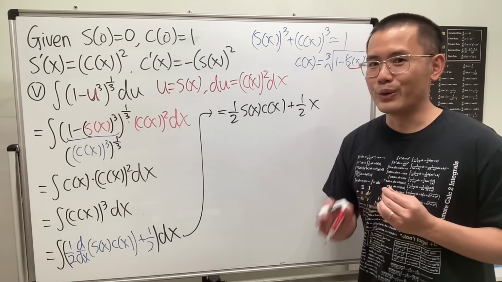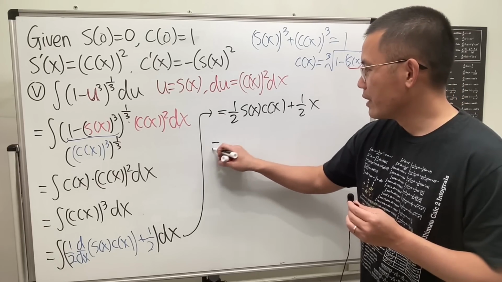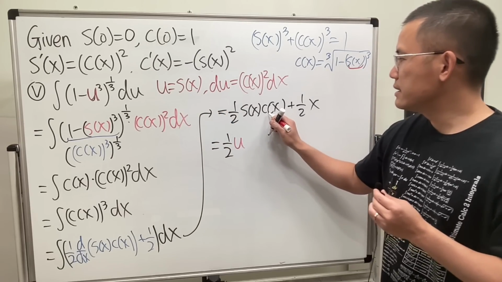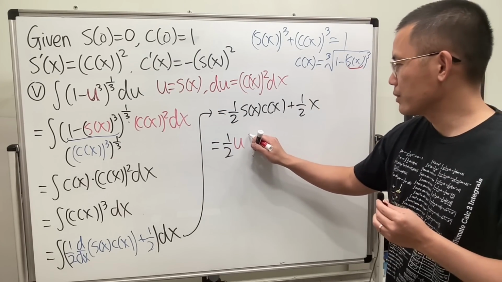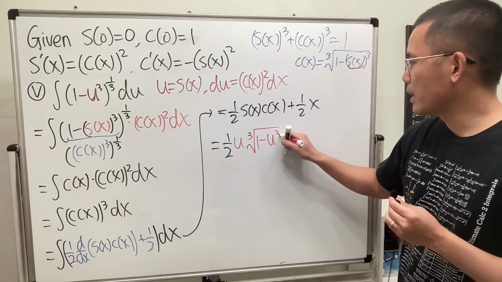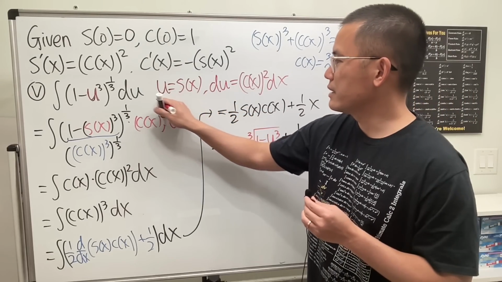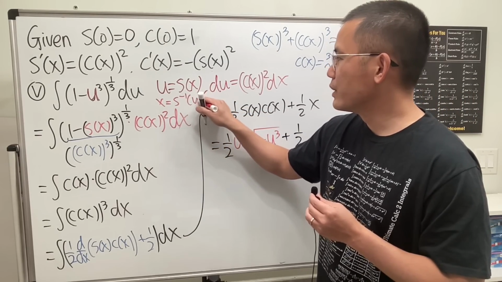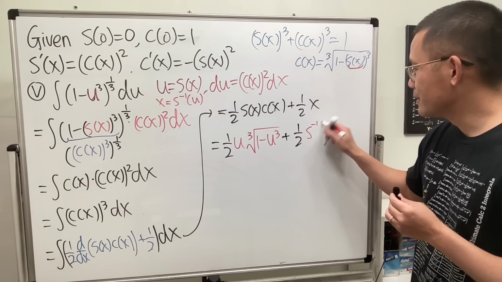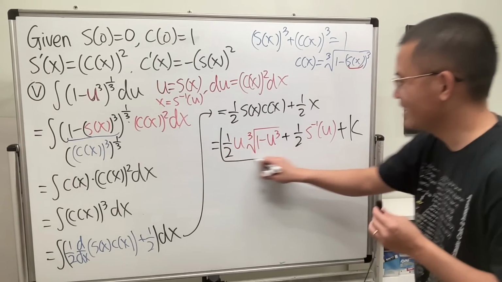Are we done? No, not yet, because we have to go back to the u world. So here we have the 1/2. s of x is our u. And then c of x is this thing. So I'm going to multiply the cube root of 1 minus u to the third power. And then plus 1/2 x. If you look at this, take the inverse of s to both sides, we get the inverse of s of u. So this is inverse s of u. And then we are done. So finally put plus k, and that's it.